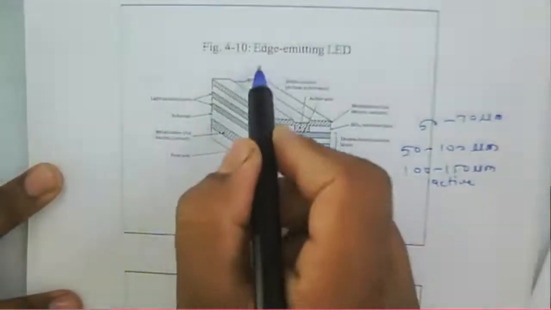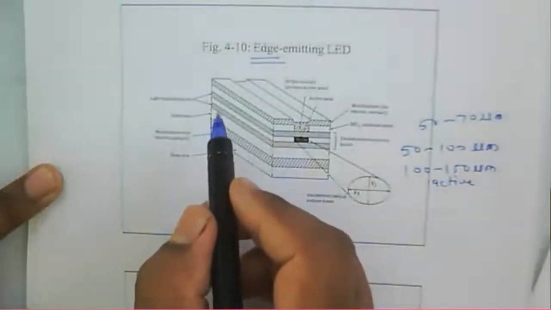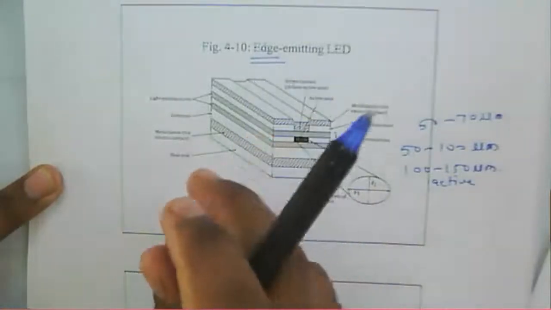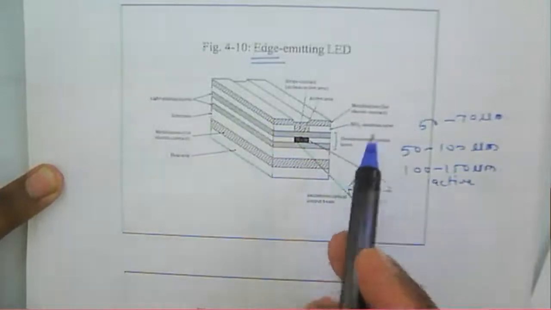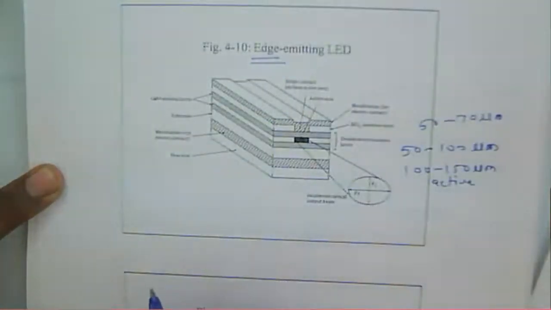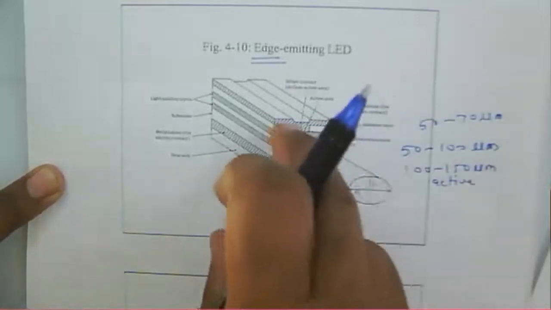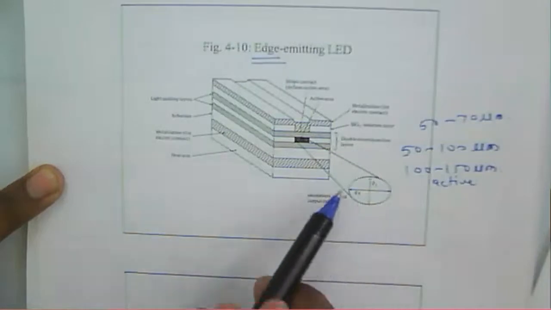And the name is edge emitting. Why is it edge emitting? Because the edge emission pattern for this edge emitting diode is highly directional. It will be more directional than the surface emitting LED. So that's why, if you see the emission pattern here in this one direction, that is the emission pattern there.